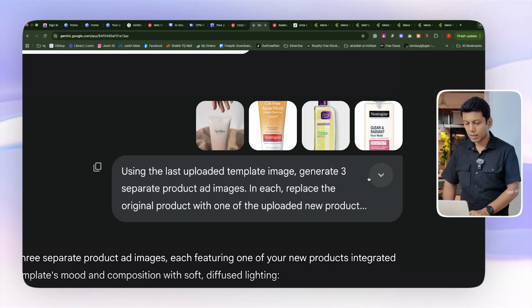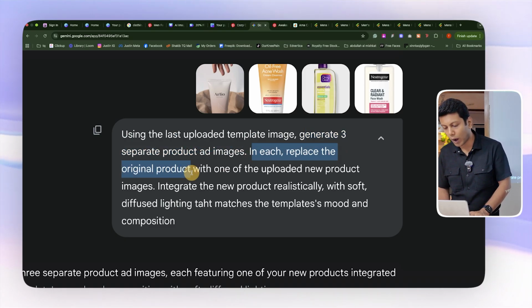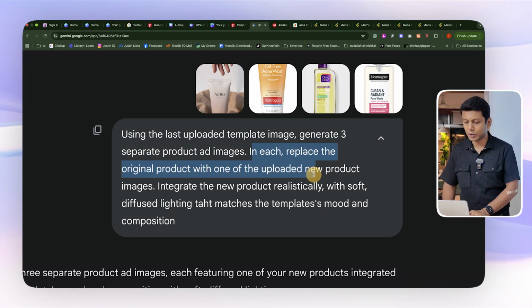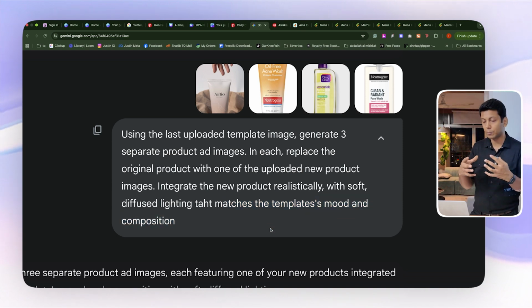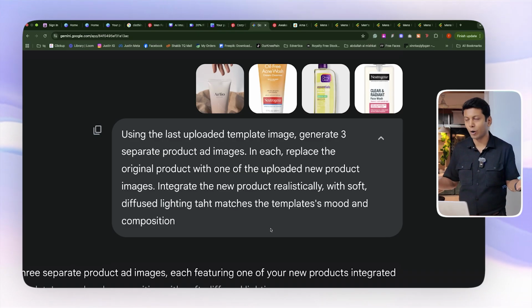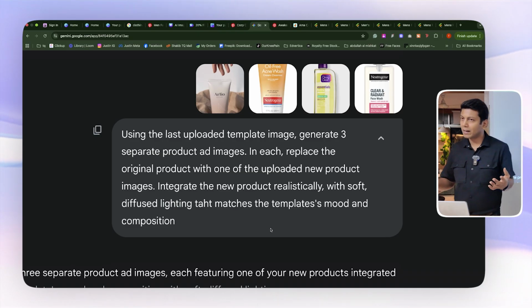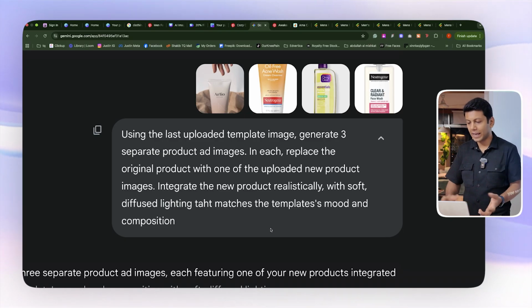And what I did was, this is the prompt. Using the last uploaded template image, generate 3 separate product ad images. In each, replace the original product with one of the uploaded new product images. Integrate the new product realistically with soft, diffuse lighting that matches the template's mood and composition. You can see some typos in the prompt because I prepared this in no time almost. So it's not a big deal. LLMs are very smart. LLMs will get what I'm trying to say.